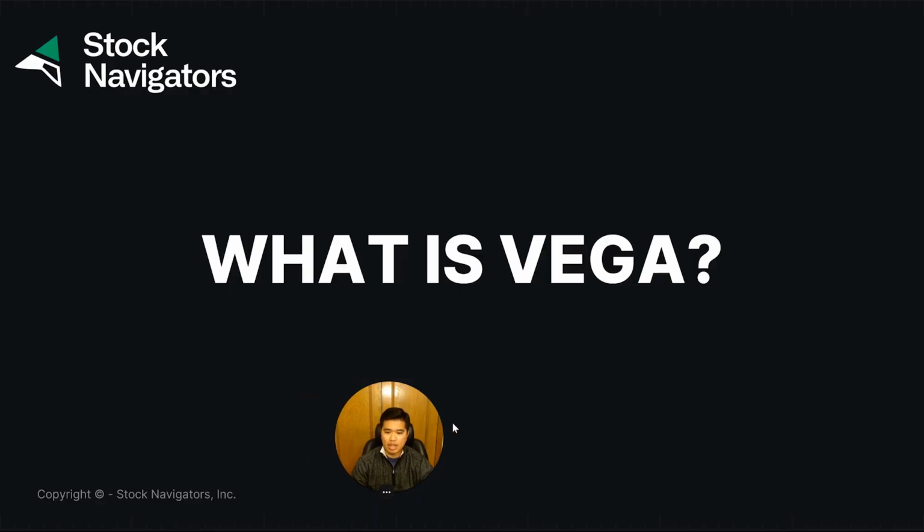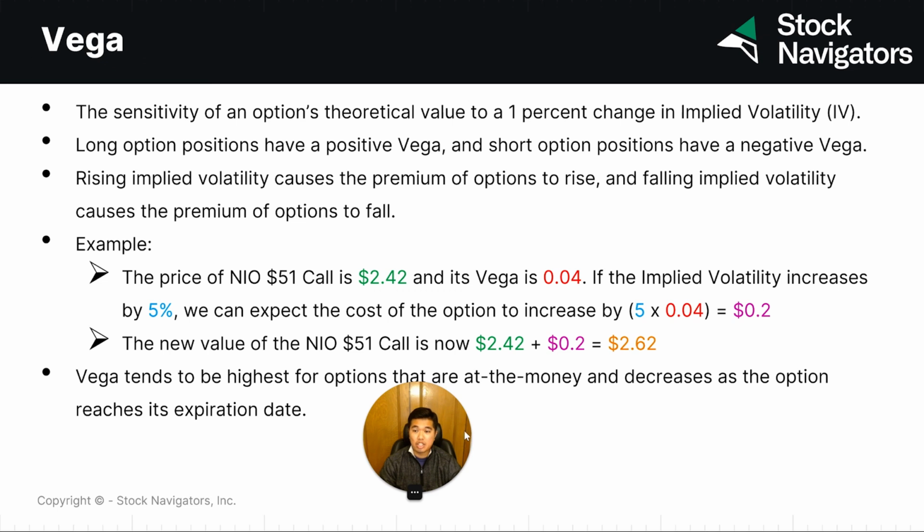So what is Vega? Vega describes the sensitivity of an option's theoretical value to a 1% change in the implied volatility, or the IV, of the option. Long options will have positive Vega and short options will have negative Vega. Rising implied volatility will cause the premium of your option to rise, and falling implied volatility will cause the premium of the option to fall.